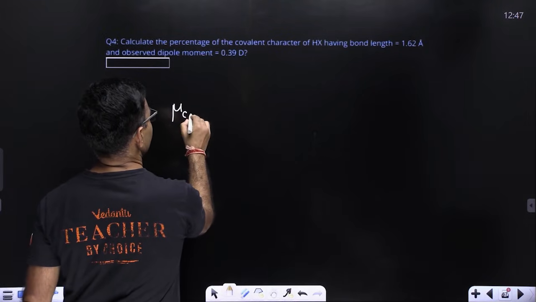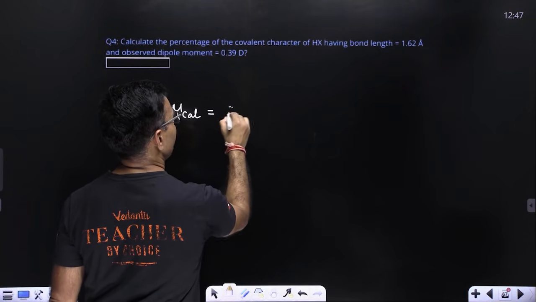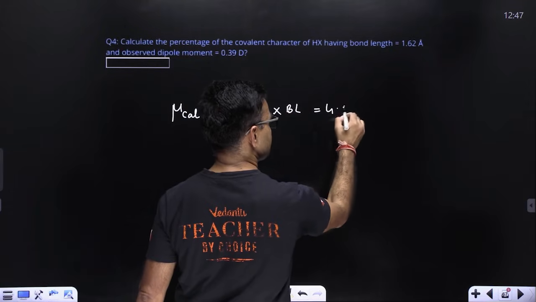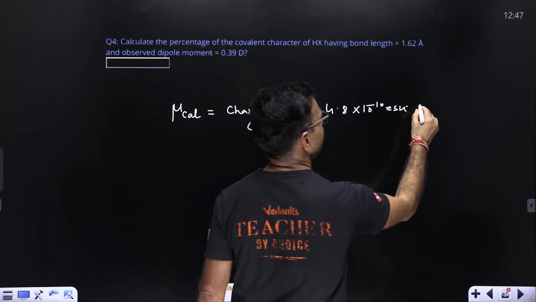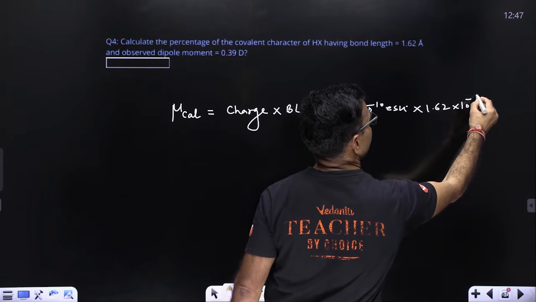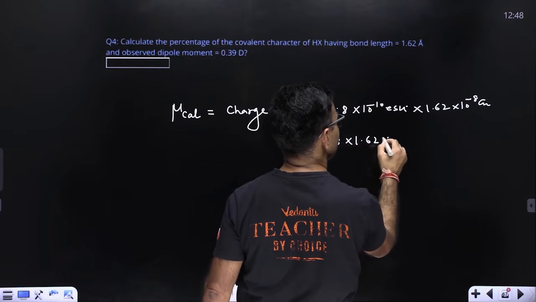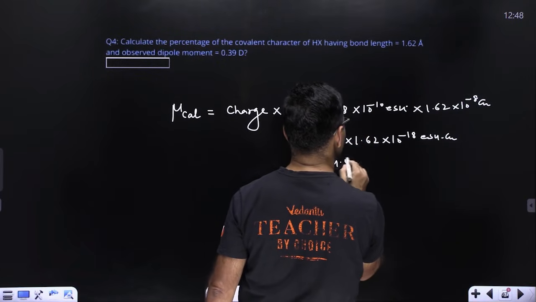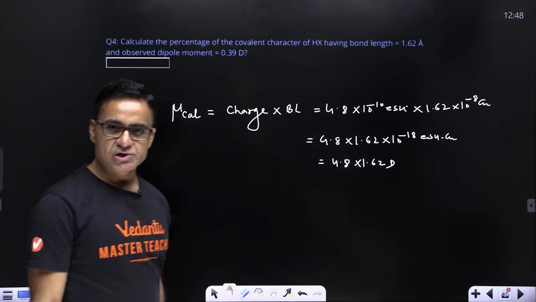So first of all, we calculate the dipole moment with the help of these values. Dipole moment is charge, which is 1 electronic charge, into bond length, right? Charge is 4.8 into 10 raised to the power minus 10 ESU, and bond length is 1.62 into 10 raised to the power minus 8 centimeter. This comes out to be 4.8 into 1.62 into 10 power minus 18 ESU centimeter. All right, the observed dipole moment is given in the question.